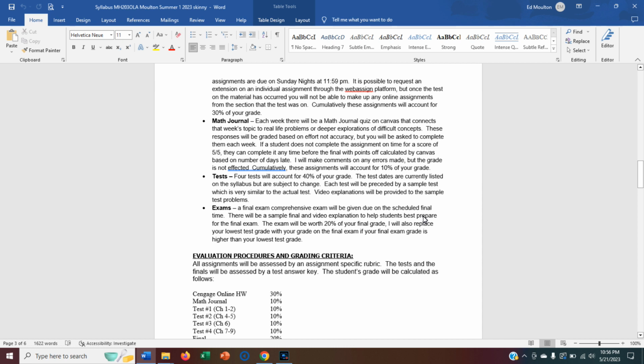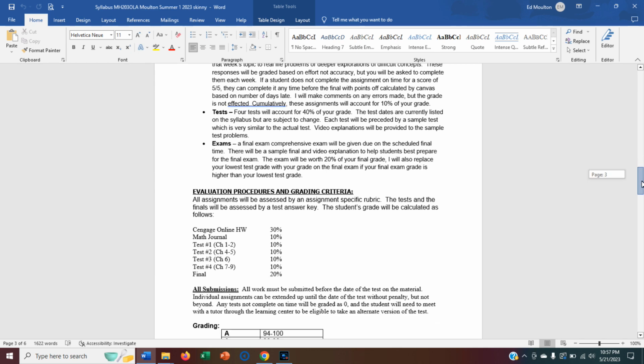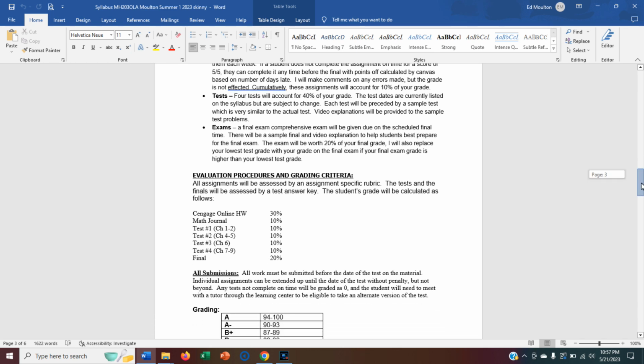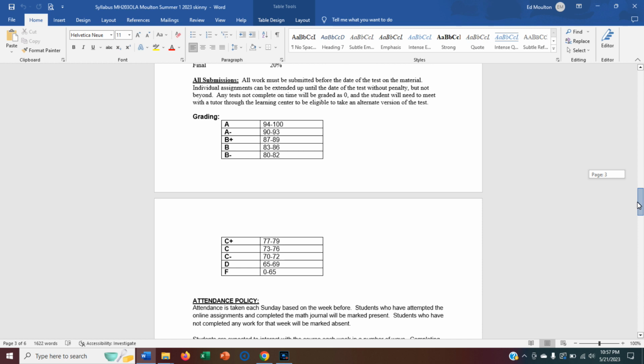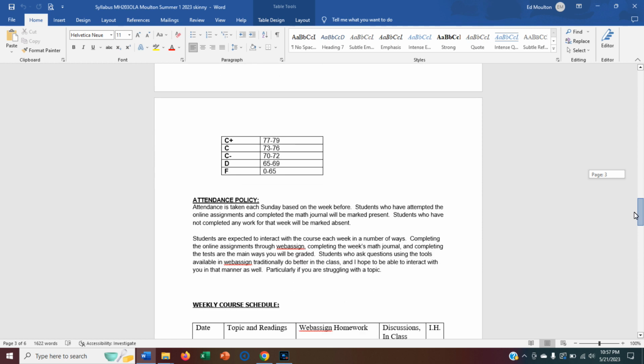It's worth 20% of your grade, but if you do better than any of the previous tests you've taken, it will replace your lowest test score. Really, the final tends to be worth 30% of the grade for most students if they do well on it, because they end up replacing one of the earlier tests that they didn't do as well on. So here's all of that laid out, what the percentages are. This is just the generic grading scale for the university.